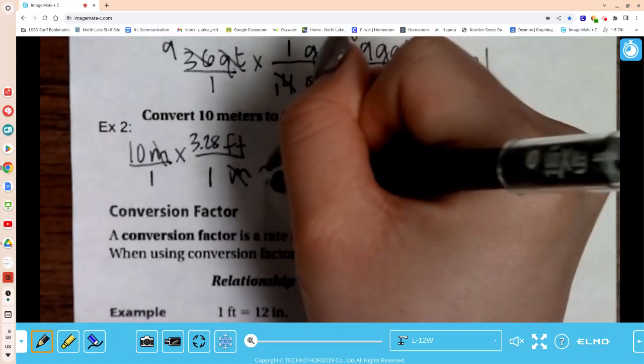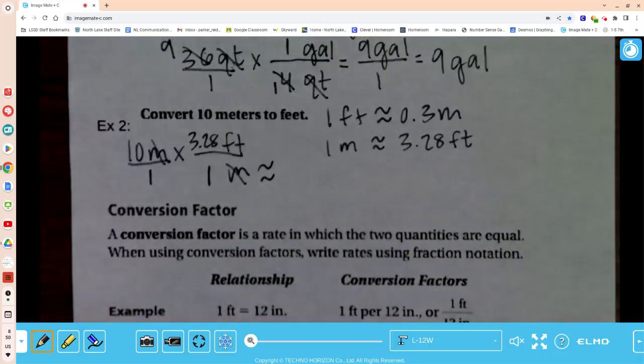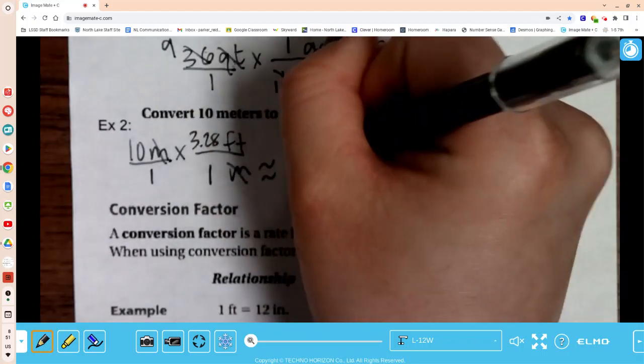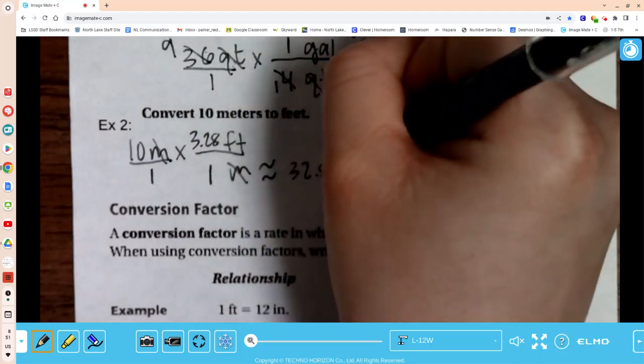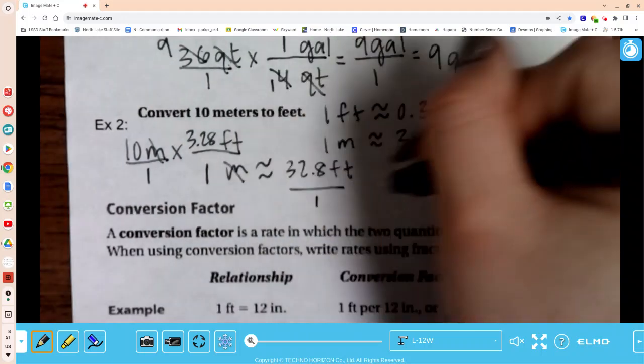Remember to use the squiggly equal sign because our conversion factors have that. That's what I should be using in my answer. On the top, 10 times 3.28 is 32.8 feet. Because remember, it had feet. And on the bottom, 1 times 1 is just 1.